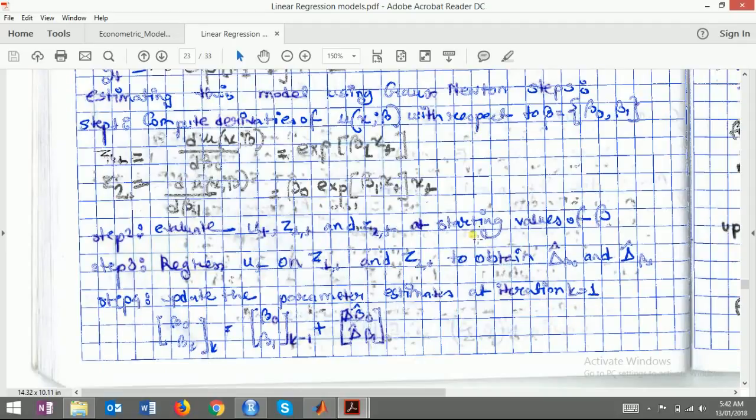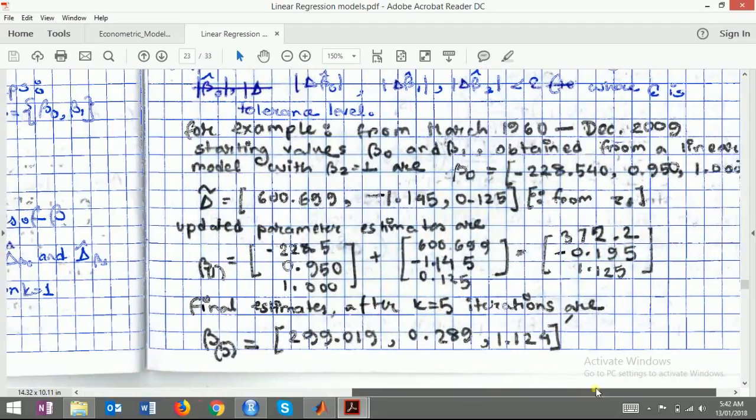And we need to update the parameter estimates at iteration k equals 1. We update the parameter estimates with beta naught, beta 1 at k equals beta naught, beta 1 at k minus 1, the previous parameter estimates, plus the estimated parameters. So we already had the previous estimation and we estimated the deltas, we add them together and we have the updated parameter estimates at iteration k.